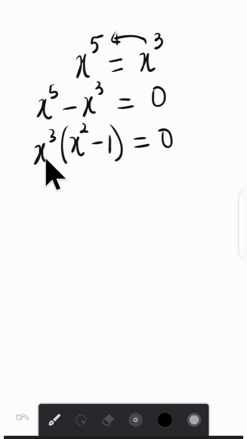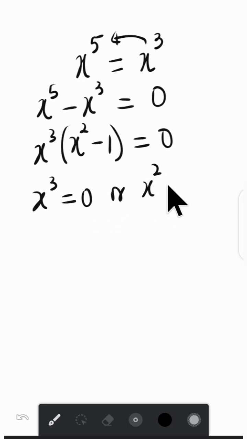This is just factorization. When you distribute out, you still get back this expression here. Now you have two factors equal to 0. It means each of them must be equal to 0, or both of them might be 0. So we have x squared minus 1 equal to 0. Of course, x cubed equal to 0, take the cube root of both sides, x will still be equal to 0.